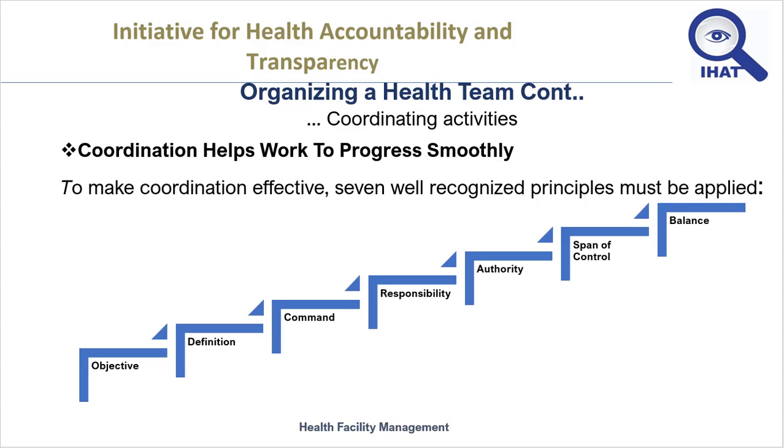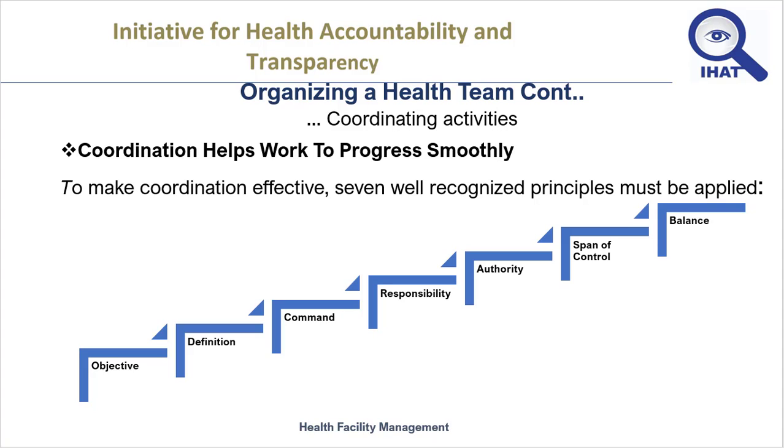Let's not also forget responsibility. The person in charge of a team is responsible for the performance of members of the team. There is also authority. Each person responsible for a group of tasks must have authority equal to the responsibility that is expected of him. There should be span of control. No person in charge of a group of tasks should be expected to control more than 6 to 10 other people. And finally, there is the issue of balance.